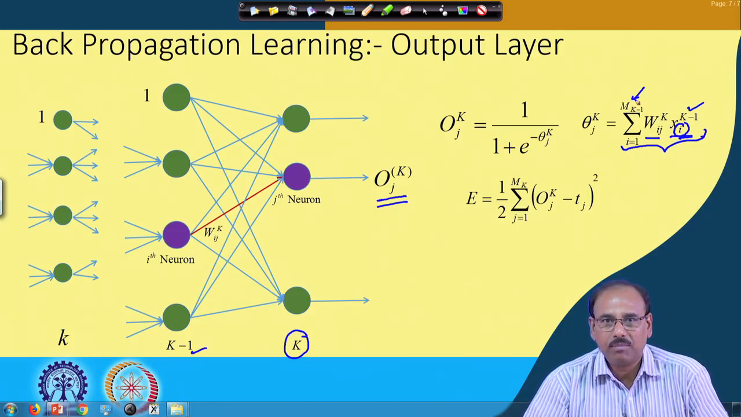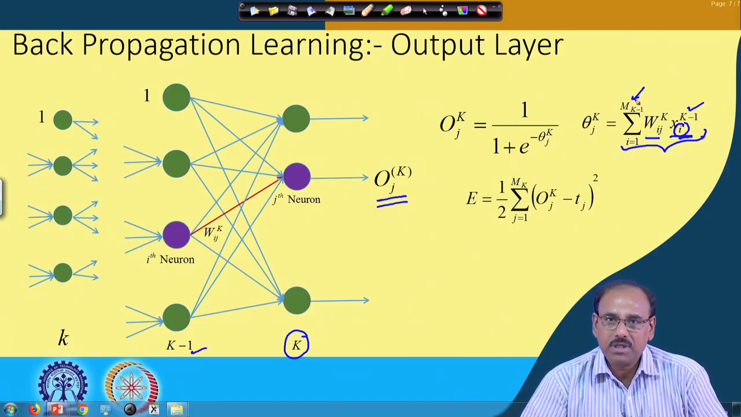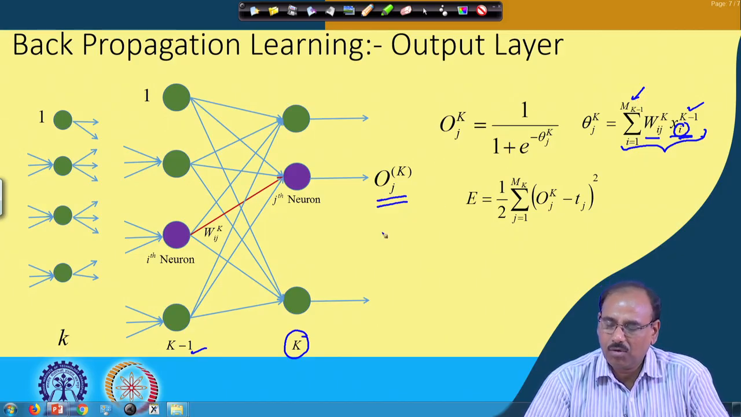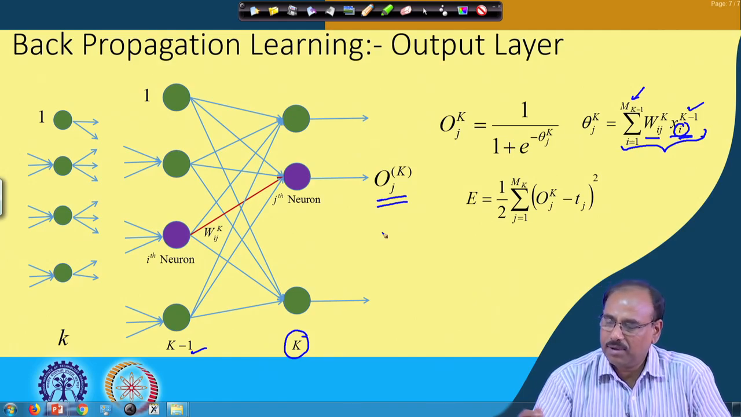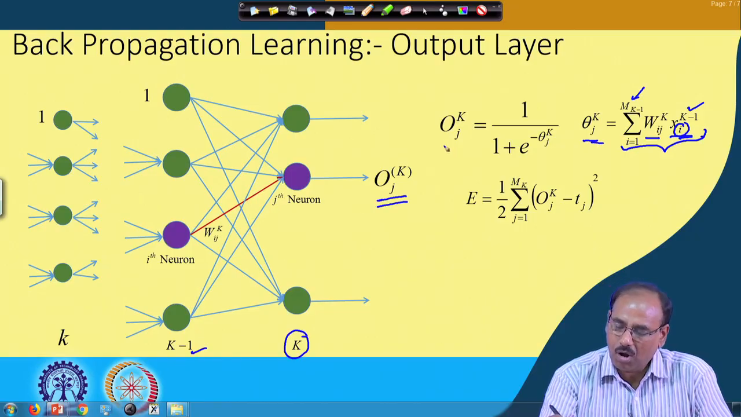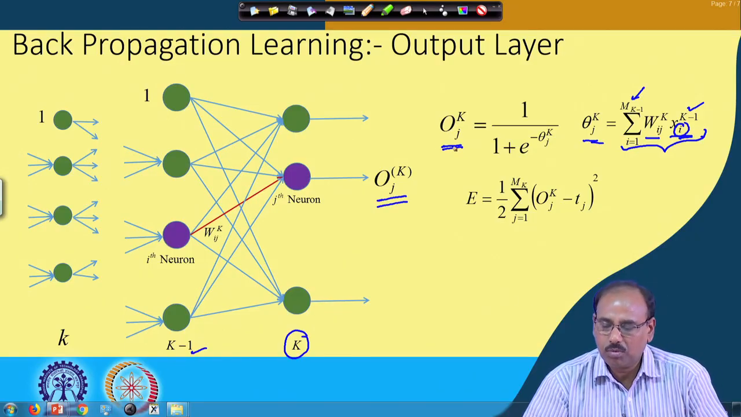So, this is the weighted sum, and once I have this weighted sum, then I have to compute the sigmoidal function over it. So, the sigmoidal function is given by 1 over 1 plus e to the power minus theta jk, where this theta jk is the weighted sum, and that is the output of the jth node in the output layer, which is Ojk.